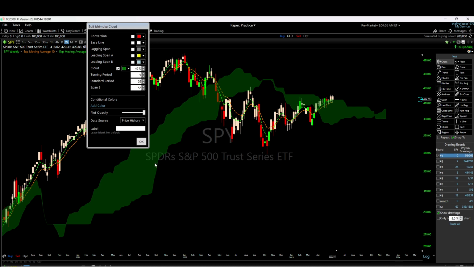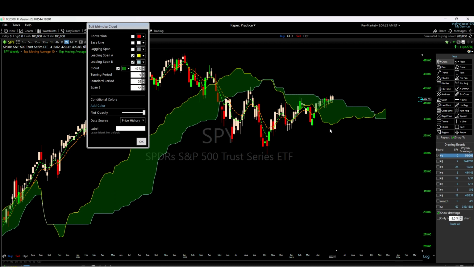This shaded area is the area between the leading span A and the leading span B. All right. This is what a leading span A looks like. This is what a leading span B looks like. You can see sometimes it crosses over. I don't care about the crosses. I don't care about the leading lines.